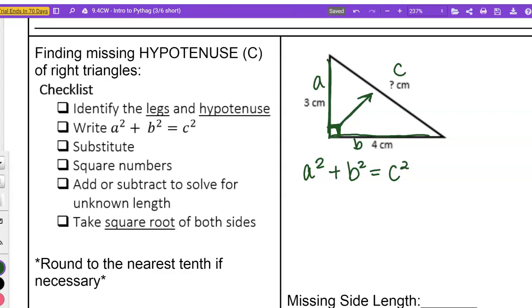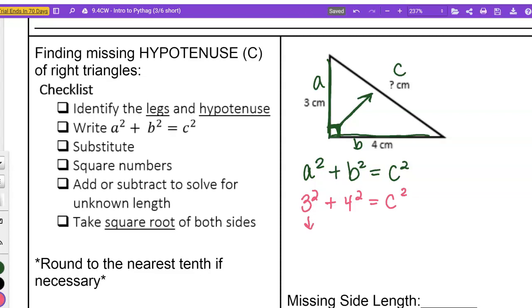It doesn't matter which side length you said was a or b, those will be interchangeable. So now I'm going to substitute in for a. a was 3, so that's going to be 3 squared. b was 4, so that's 4 squared. And now we'll have that equal c squared.